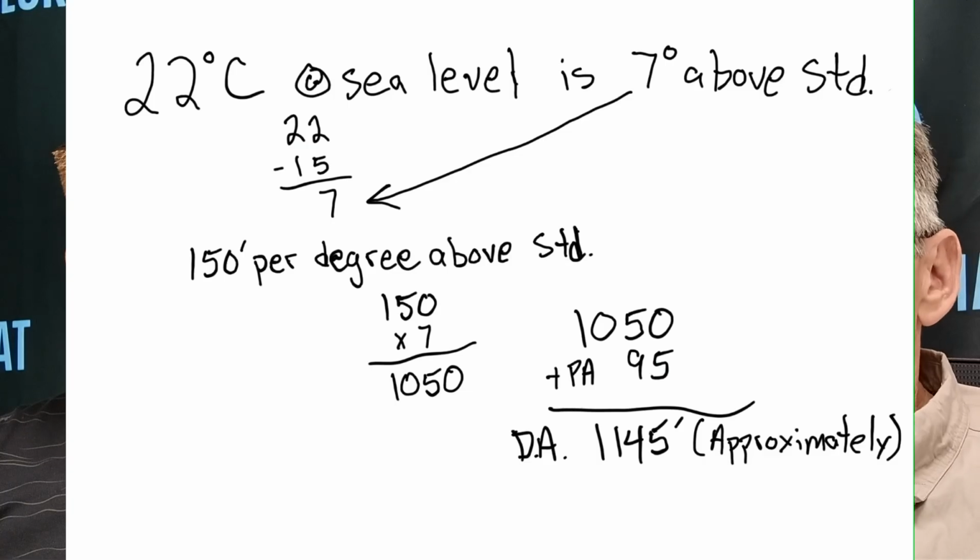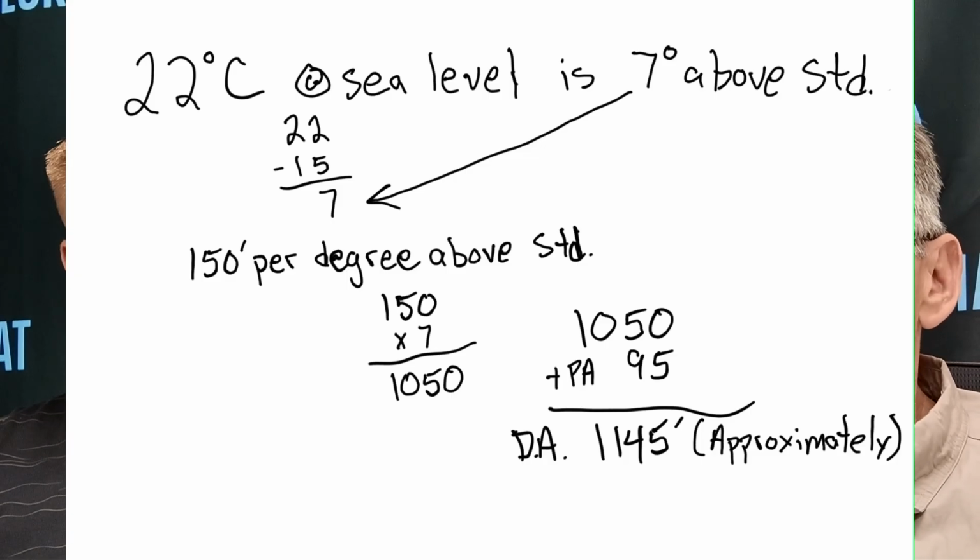So again, our pressure altitude is 95 feet in this example. And let's say the temperature is 22 degrees Celsius. That is 7 degrees above standard. Standard temperature is 15 degrees. Again, remember, that's standard temperature at sea level because we're going to come back to this. So it is 7 degrees above standard.